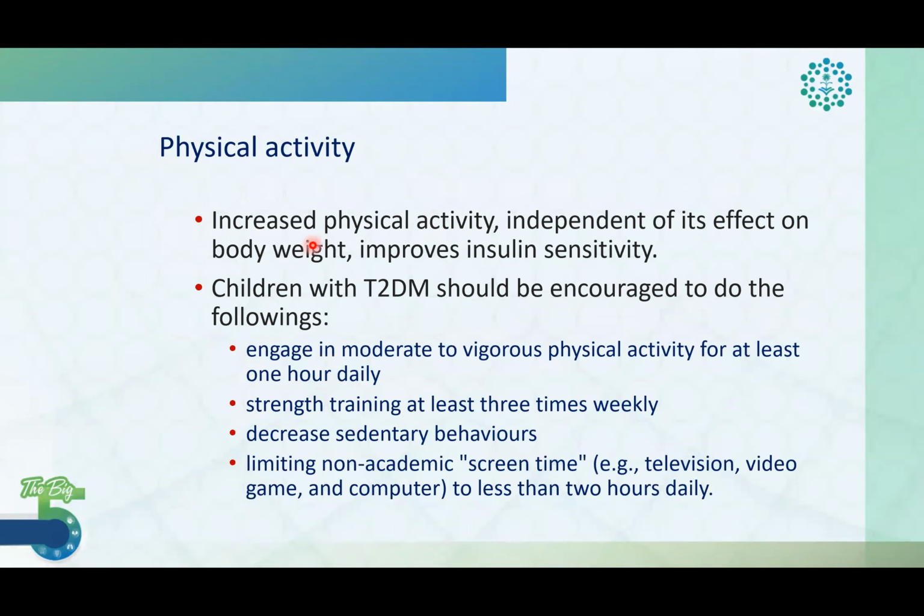Physical activity is the most important additional factor, together with dietary control and lifestyle modification, very important to manage type 2 diabetes. Increasing physical activity, independent of its effect on body weight, improves insulin sensitivity. So physical activity has two roles. Number one, to reduce the body weight, and number two, to improve the insulin sensitivity. Studies say that even if the person doesn't feel that he's losing weight, exercise itself improves insulin sensitivity. So we have to encourage our children and adolescents with type 2 diabetes to have regular daily exercise, not only to reduce weight, but also to improve the insulin sensitivity.